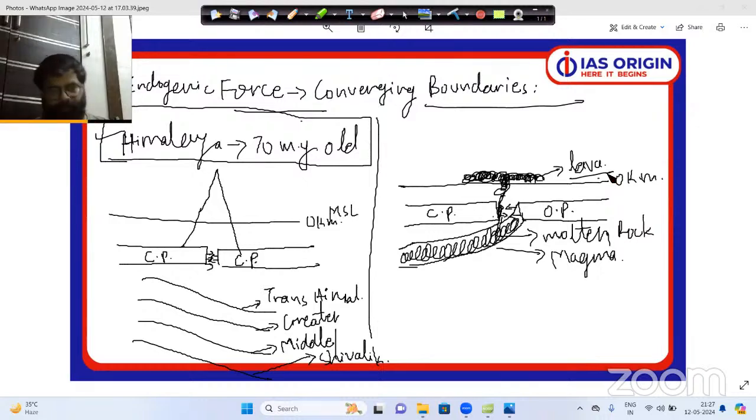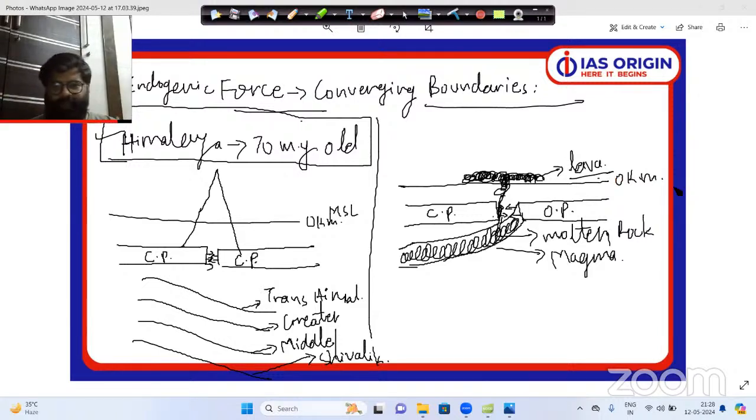Now please understand one more thing here. When the lava comes out of the earth surface, this is known as what? This is known as volcanic eruption. Now the volcanic eruption has happened here. Now there can be two different physical features which can be created because of the volcanic eruption. Number one is the volcanic plateau and number two is the volcanic mountain.